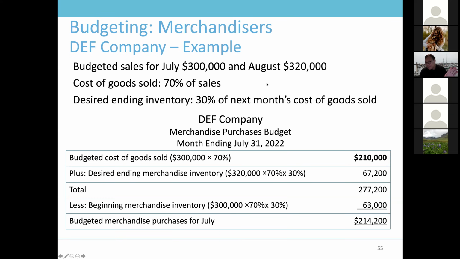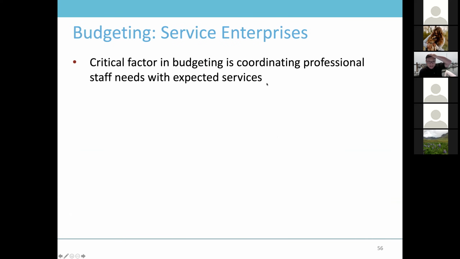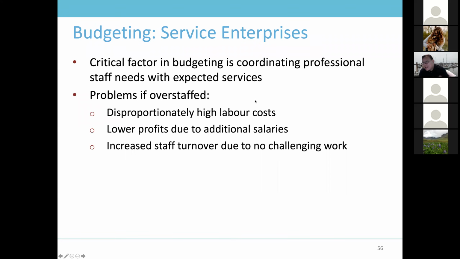It's pretty straightforward. For a service enterprise, professionals, of course the labor is a big thing. The labor cost is a major cost. If you hired more people than needed, then your labor cost is higher, it doesn't match the revenue, and your profit will be low. And maybe the work is not challenging because people don't have enough work, so maybe they will have more staff turnover.